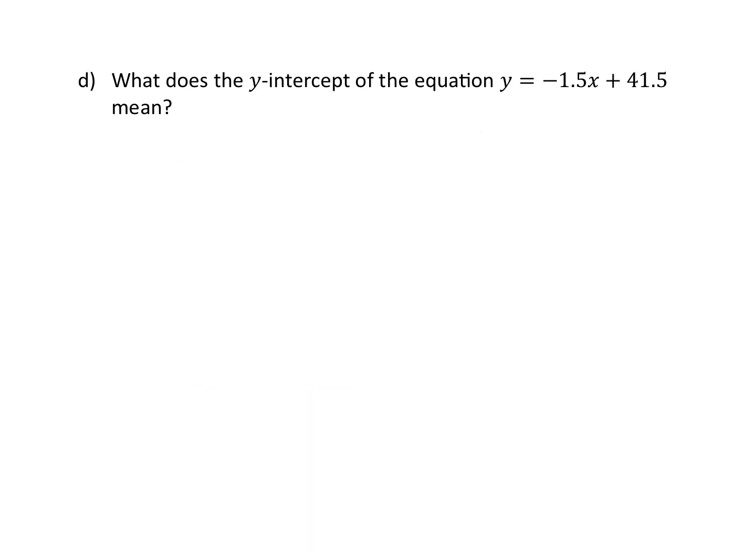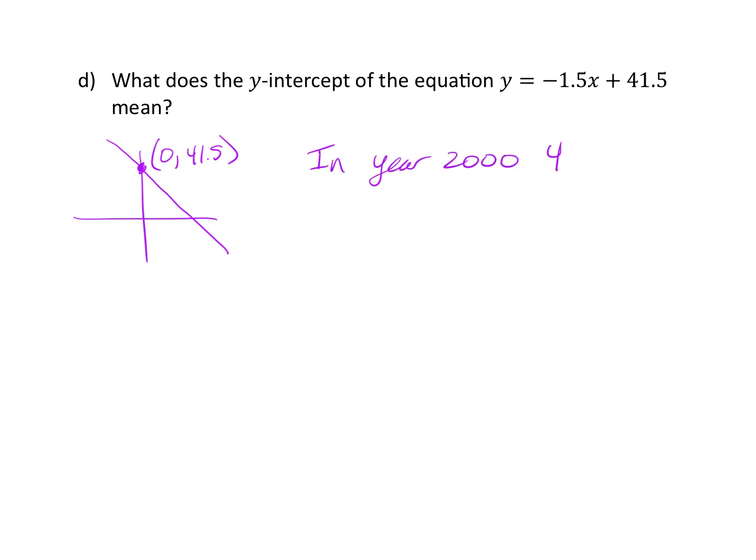What does the y-intercept of this equation mean? Well, y-intercept means the point on the y-axis. So my line looks something like this, right? And this point is 0, comma 41.5. And I know that x represents years since 2000 and y represents percentage of people who trust the government. So the y-intercept says that in the year 2000, 41.5% of people trusted the government.